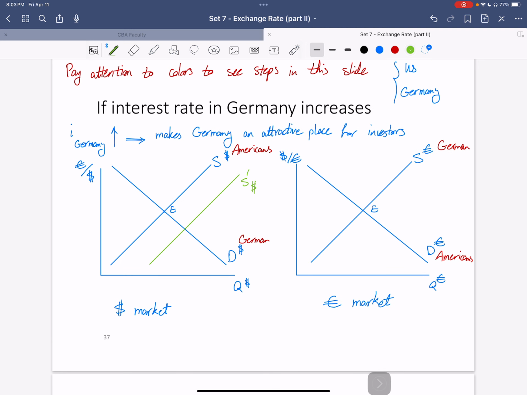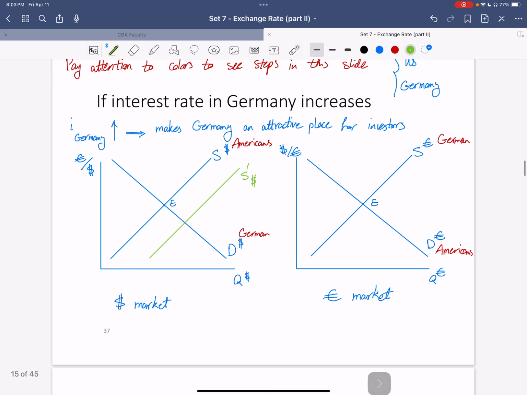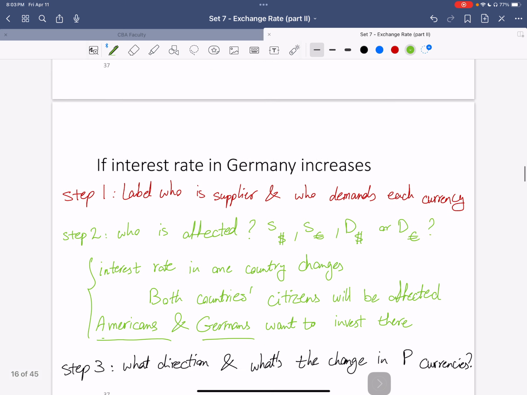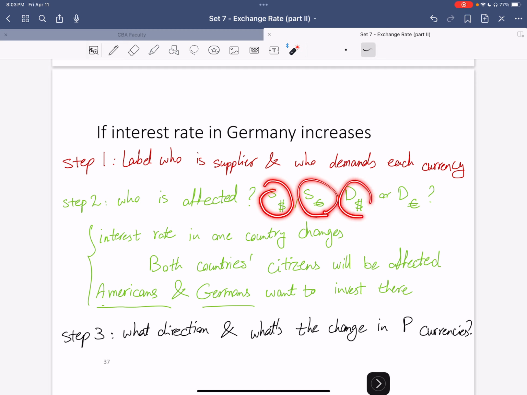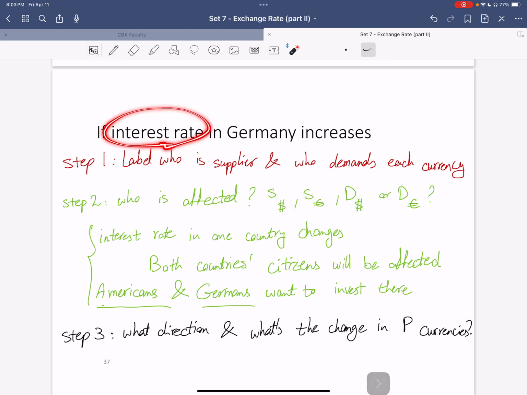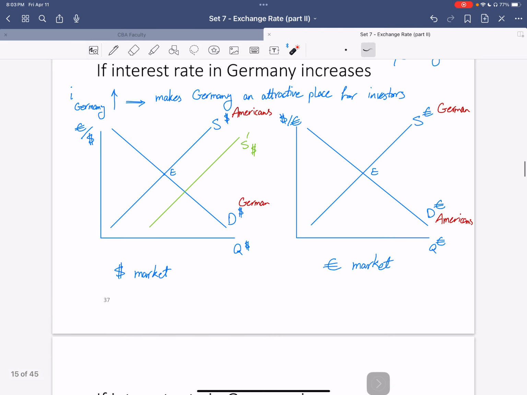So in the first step, we just labeled these people. Then in the second step, I know the figures that are going to be affected. And because it is the interest rate in one country, the citizens of both countries are interested in investing in a country where they can earn more, they can have higher returns. So both supply and demand on both markets will be affected. For example, let's start with the Americans.